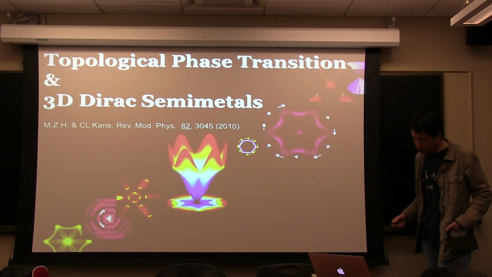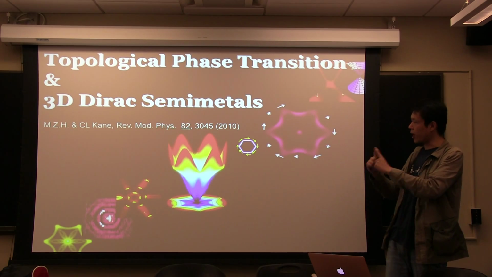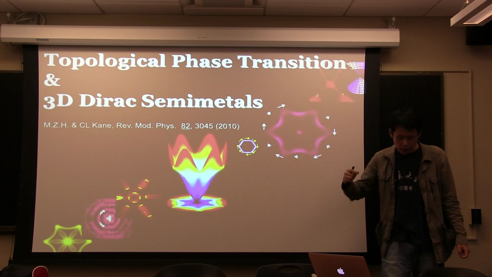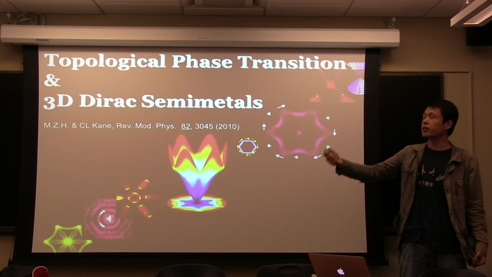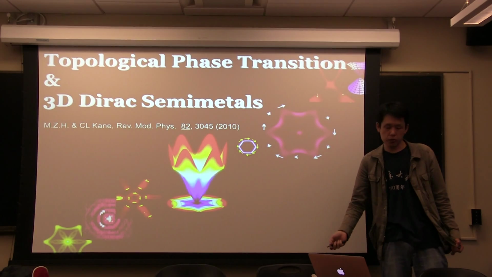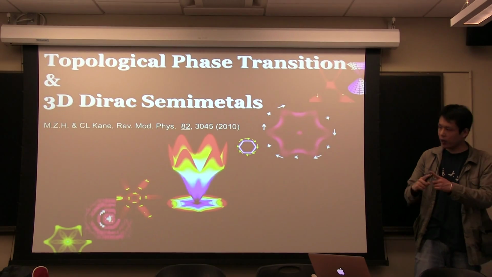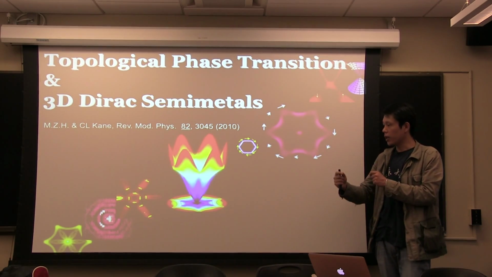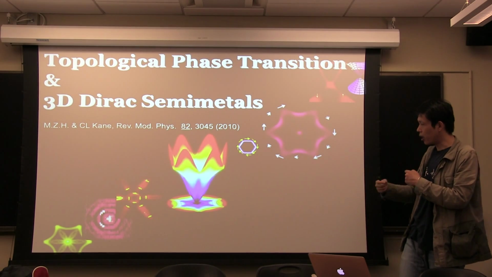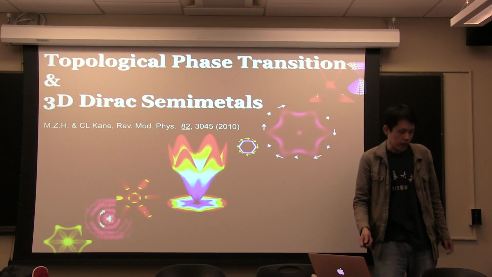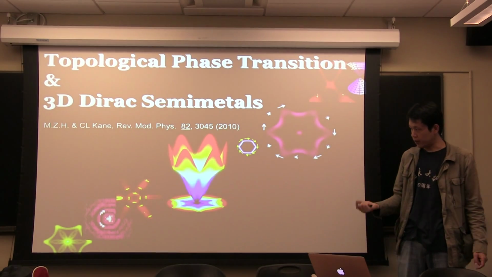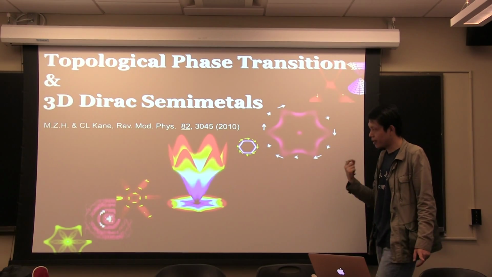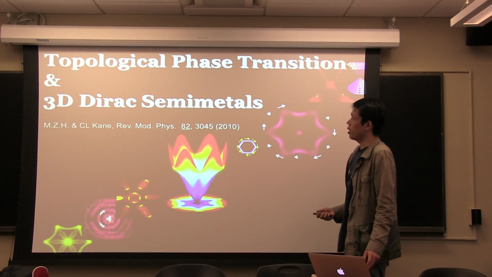So basically what we know is, if we take a 3D Dirac fermion on a lattice, and if we break either inversion symmetry or time reversal symmetry of the system, then the Dirac node will split into a pair or multiple pairs of Weyl nodes, each pair having opposite chiralities. So that will give rise to a Weyl semimetal.